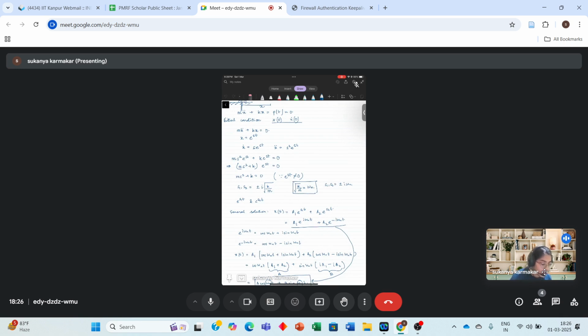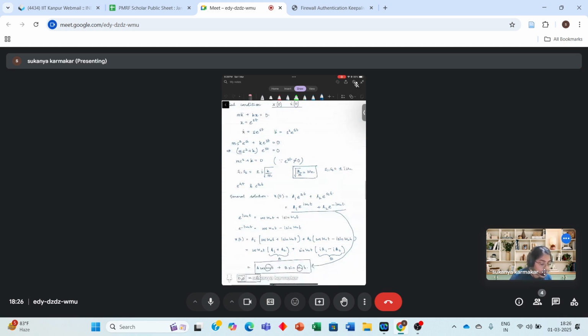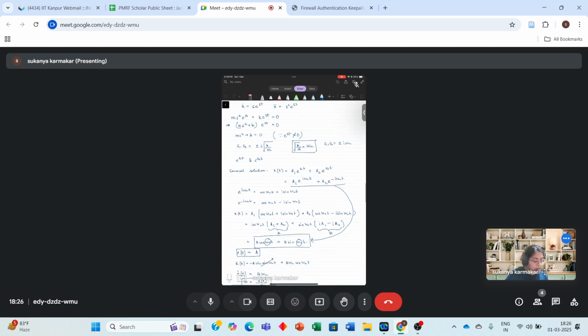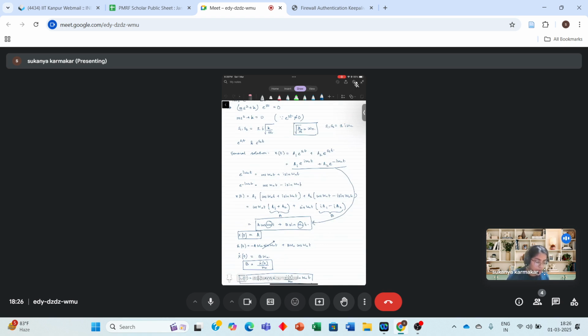Then we used Euler's equation, and we converted e to the power i omega n t and e to the power minus i omega n t into cos and sine, because we just wanted to convert it into cos and sine. So this was the solution which we found, that x of t is a cos of omega n t plus b sine of omega n t. And then we figured out a and b using the initial conditions.